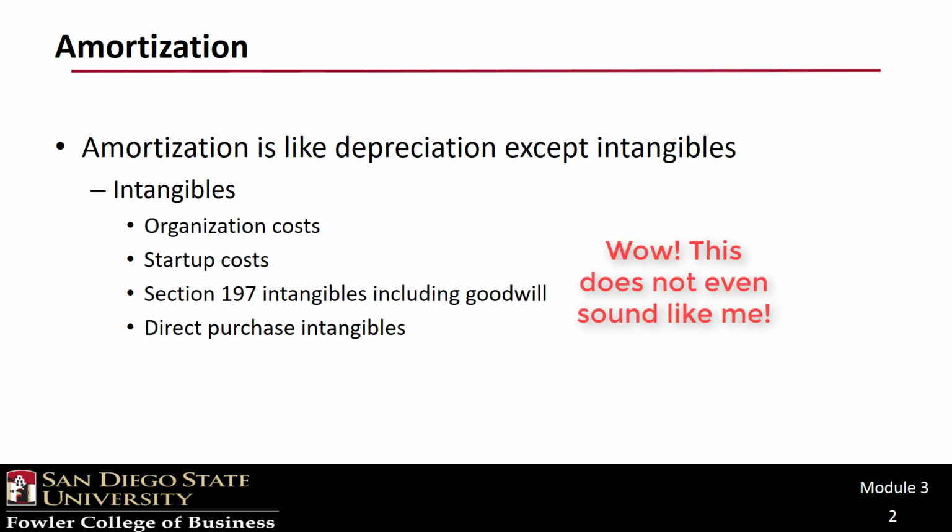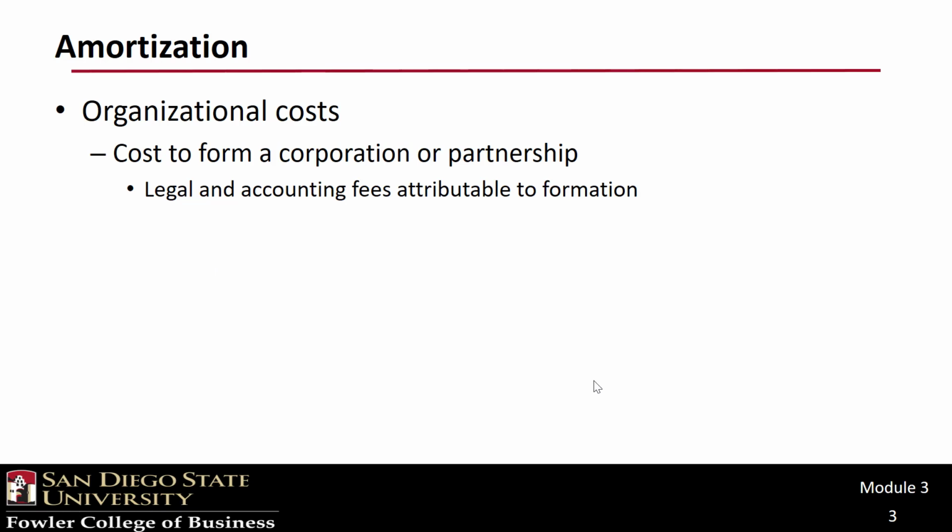Intangibles are forms of property that cannot be touched. This includes expenditures for organizational costs and startup costs, and intangibles such as patents, copyrights, trademarks, and the residual of purchase accounting, goodwill. We'll start with organizational costs.